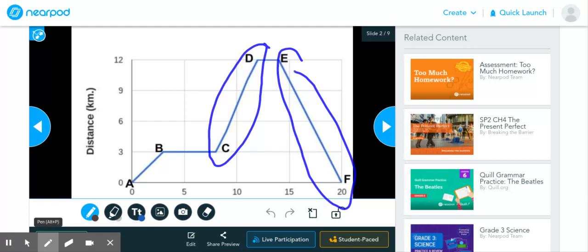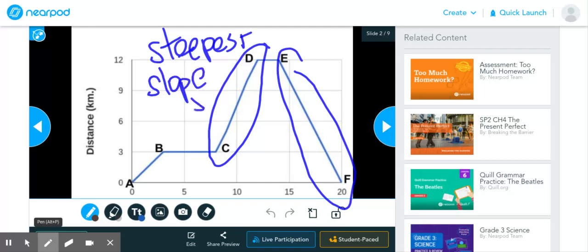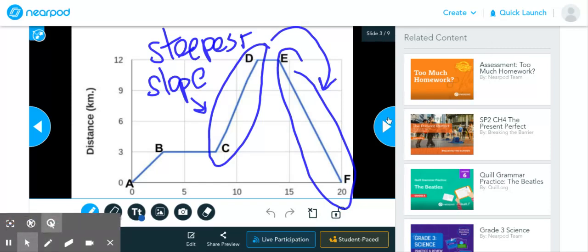And so we know that those are correct because they have the steepest slopes. And the slope of a distance time graph is going to be our speed, our velocity. So that's how we get that one. Let's move on.